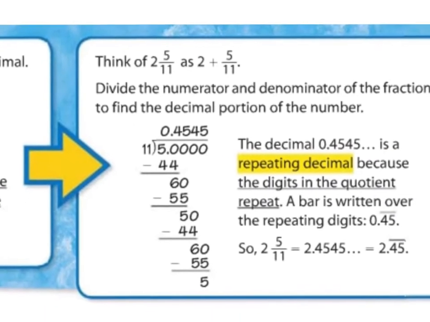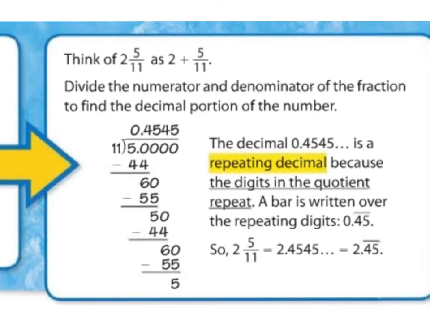Meanwhile, 2 and 5/11. Right here, we need to think of that as 2 plus 5/11, the whole number plus the fraction. Let's divide the numerator and denominator of the fraction to find the decimal portion of the number. So we put the 11 on the outside, the 5 on the inside, and when you divide it and do the work like this, you get 4, 5, 4, 5, and if you kept going, it would just keep going 4, 5, 4, 5, 4, 5. So the decimal 0.4545 is a repeating decimal because the digits in the quotient, which are the answer, keep repeating, and they will keep repeating forever.